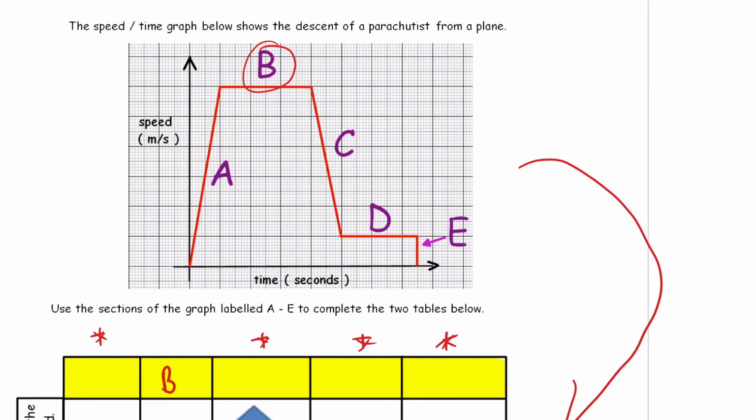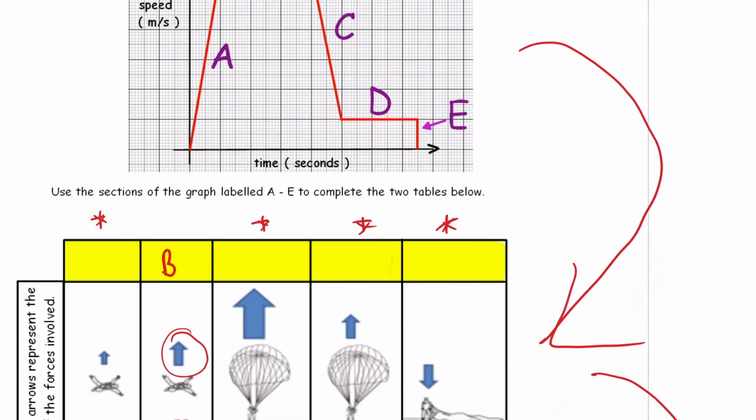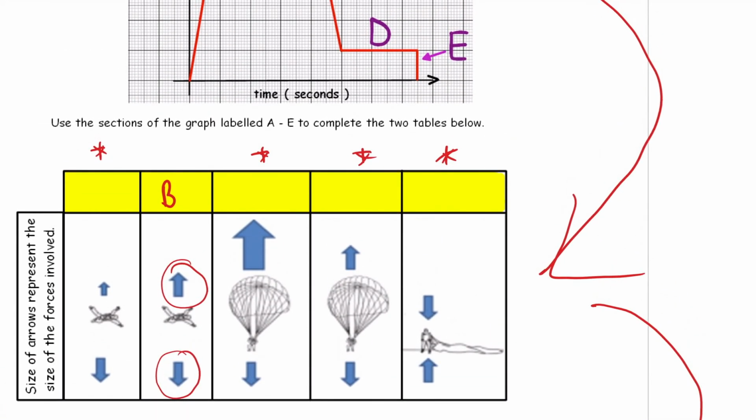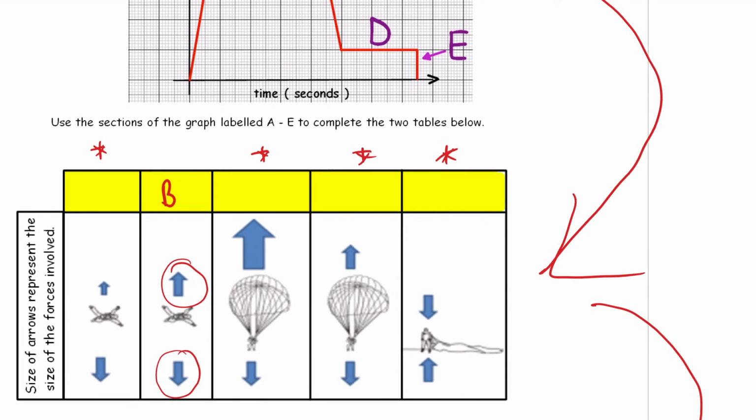Next page. This is a matching activity for you, where you need to match the letters A, B, C, D and E to the pictures underneath. I've done B for you. If you look at B, you can see that the size of the arrow acting down and the size of the arrow acting up are the same.